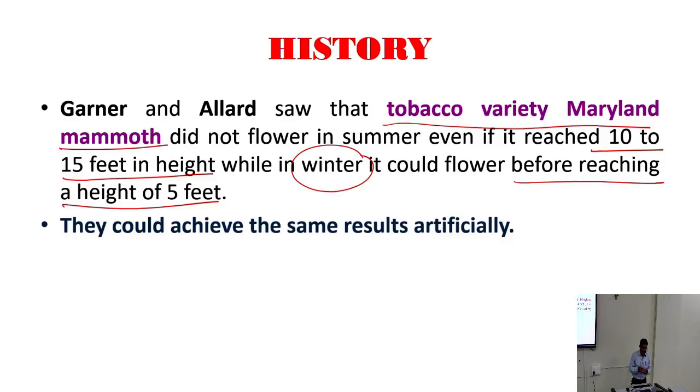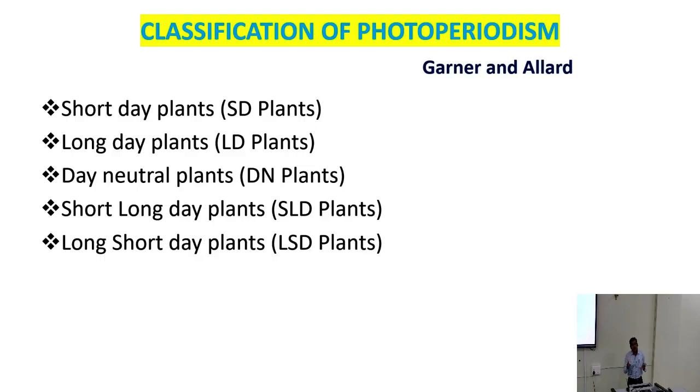And if in winter, even if the plant is small, then that is going to what? Flower. Now, they have studied this concept of photoperiodism, and they classified plants as short day plants. And previously when I was talking, I asked you to remember something called day length. So now based on that, we are classifying these plants here.